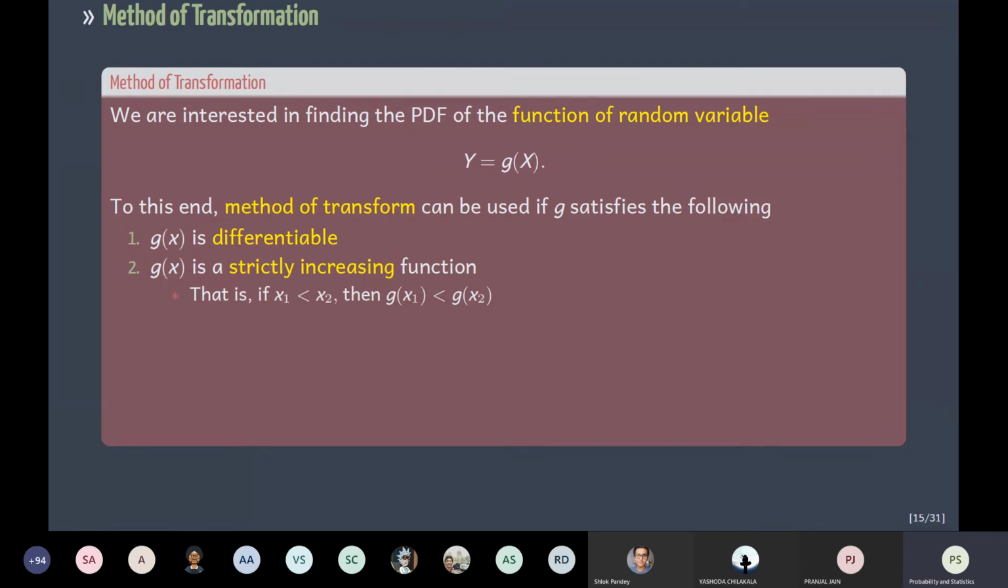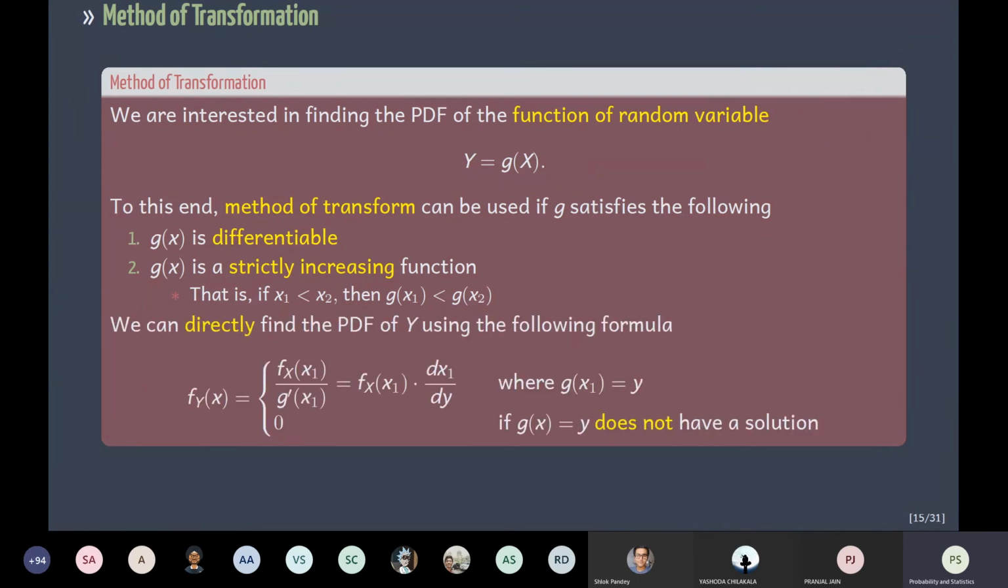Okay, let us see this. Strictly increasing: what is the meaning of strictly increasing? If x1 is less than x2, then g(x1) is less than g(x2). That's the meaning of strictly increasing. The graph of a strictly increasing function is like this, or like this; it doesn't necessarily have to be linear. The point is that if x2 is greater than x1, then g(x2) is higher than g(x1).